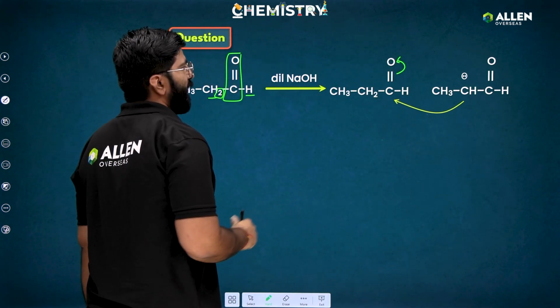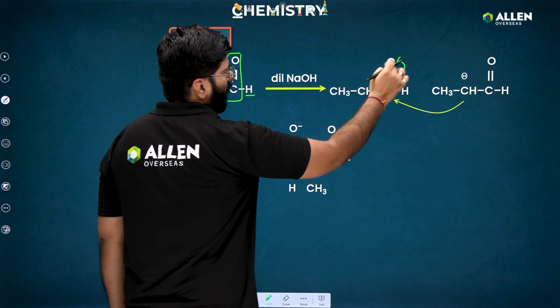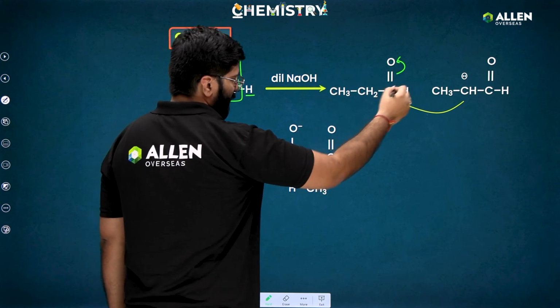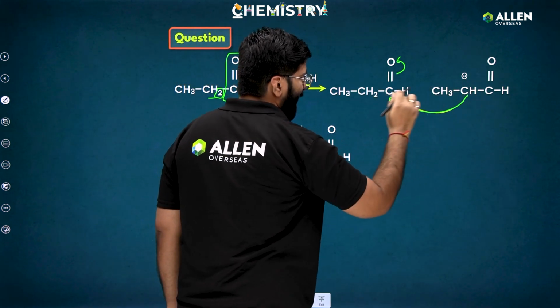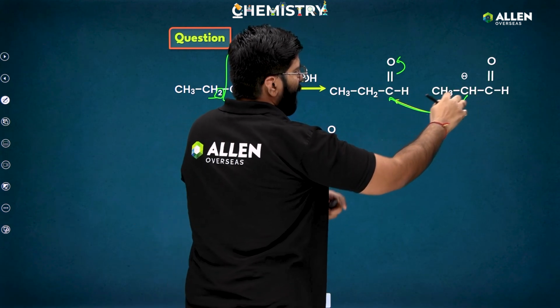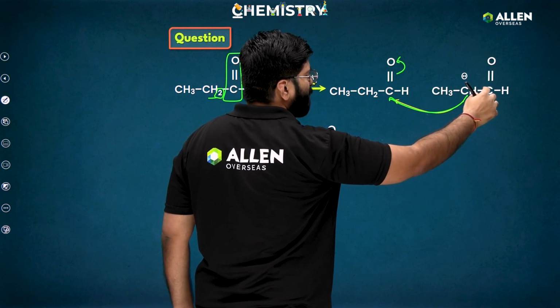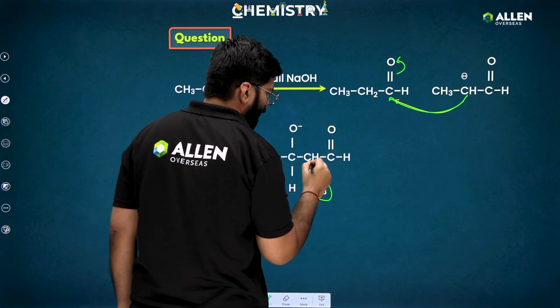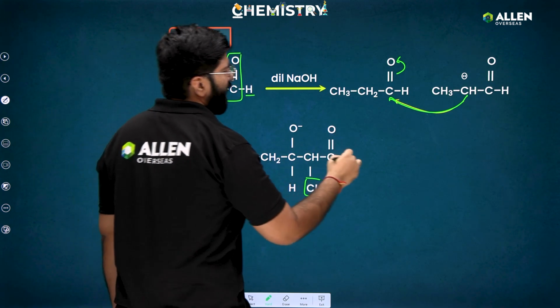So over here, what can I write? Directly, first write these 2 parts. This C will have O minus over here and this hydrogen will be there. And this is directly connecting to this carbon and this carbon. So this carbon has one CH3 over here. And this carbon also has C double bond OH. So this carbon is going to have C double bond OH. So this is the product.